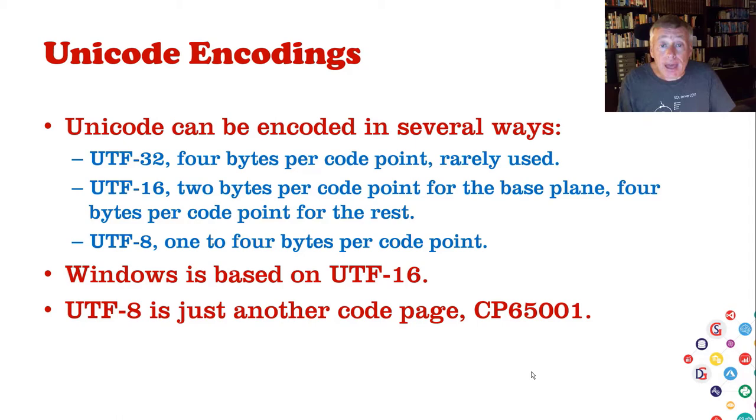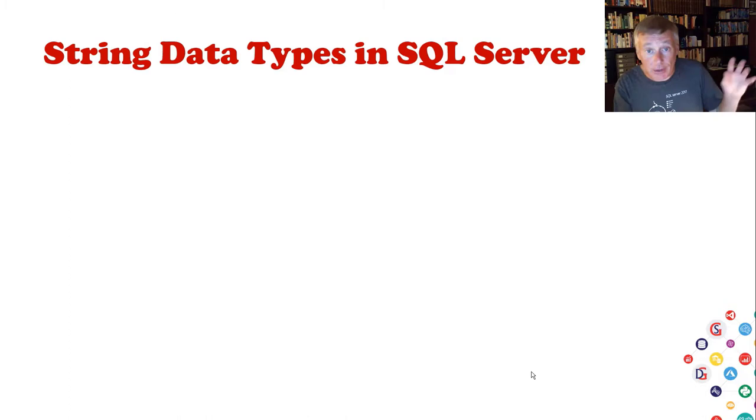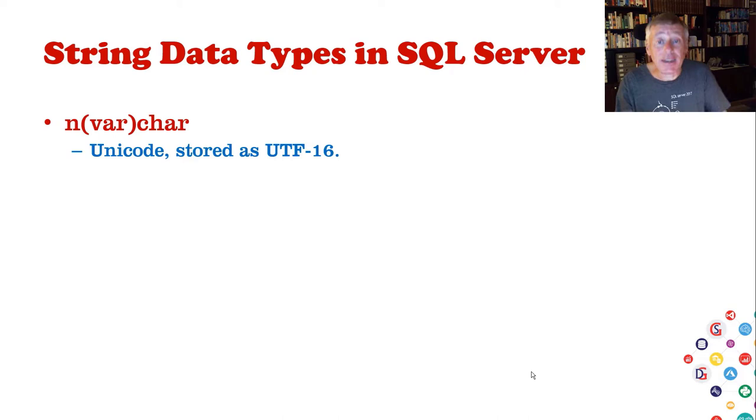Let's now bring this to SQL Server and the string data types in SQL Server. There are two of them. Two pairs of them, so to speak. So we have nvarchar and nchar. And these are Unicode, and they are stored as UTF-16.